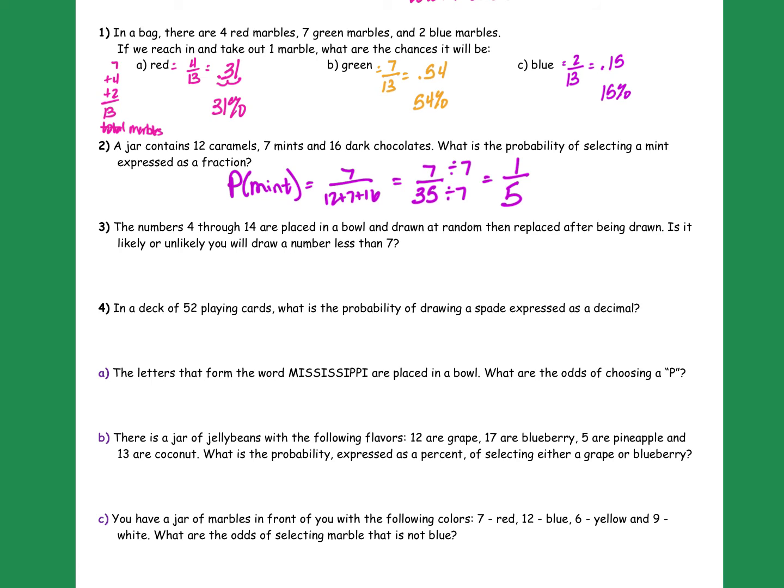So, how many numbers are less than 7 between 4 and 14? Does 7 count? If it's less than 7, does 7 count? No. Okay, so how many numbers between 4 and 7 then? 4, 5, 6. So there's how many numbers? 3. Great. And how many numbers between 4 and 14?